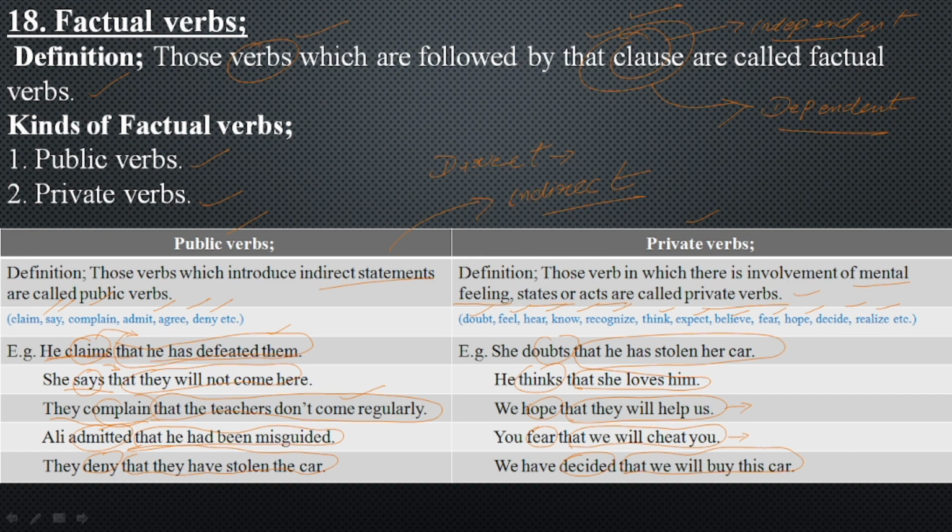So this is what is known as the factual verbs. A lot of things are to be learned further, such as clauses, direct and indirect speech. These will all come, but for the time being I just wanted to clear your concept about the public verbs and the private verbs. Hope the lecture is clear to you all.